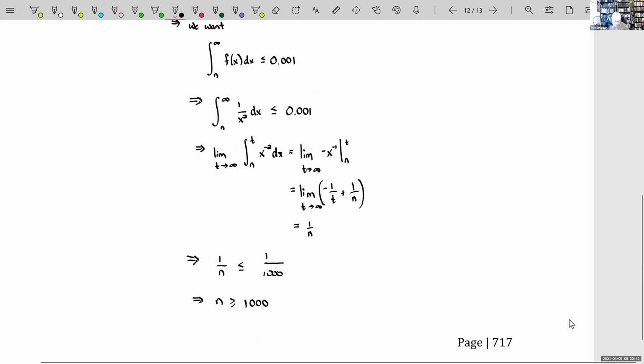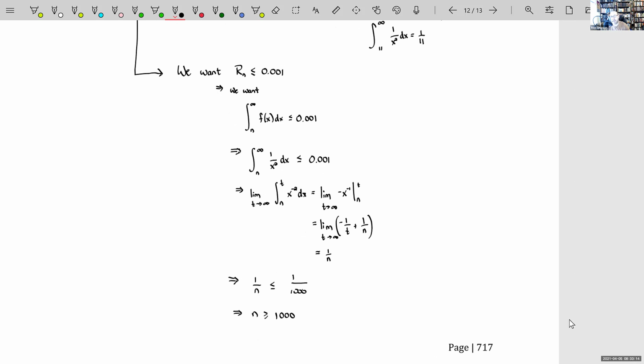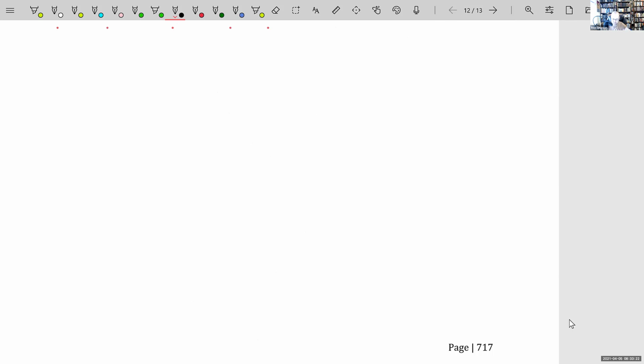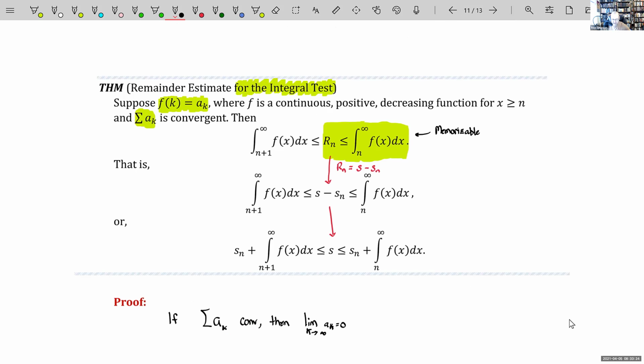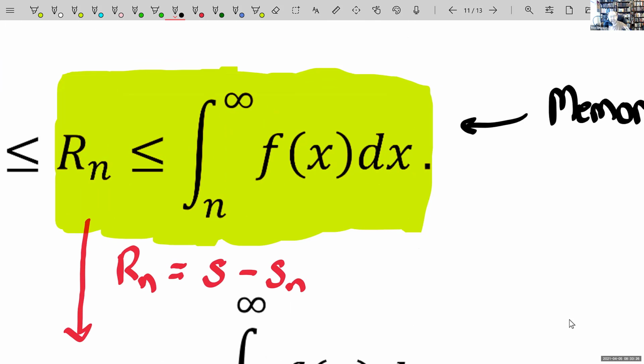So the remainder estimate for the integral test is actually a really nice one. The only one I really think you should worry about, again, is this highlighted inequality. The error when you add up the first n terms is always bounded above by the integral from n to infinity of f of x dx. If you got that, you're good.